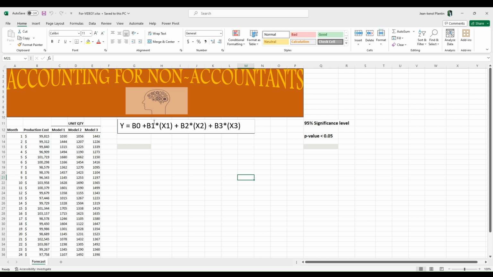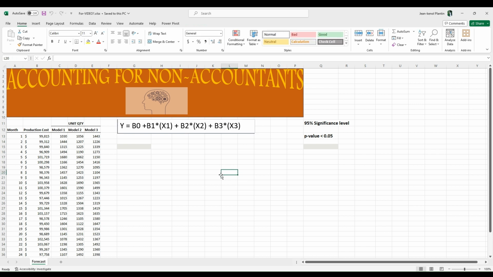And for each coefficient, beta 1 is the coefficient for x1, which is the slope. Beta 2 is the slope for x2, beta 3 is the slope for x3. And the way you see that is, if everything else remains the same, and you increase model 1 by 1 unit, the cost of production Y is going to increase by beta 1. And it's the same for beta 2 and beta 3 as well. So we're going to use that formula, but through the regression analysis, we're going to determine those coefficients, beta 0, beta 1, beta 2, and beta 3.